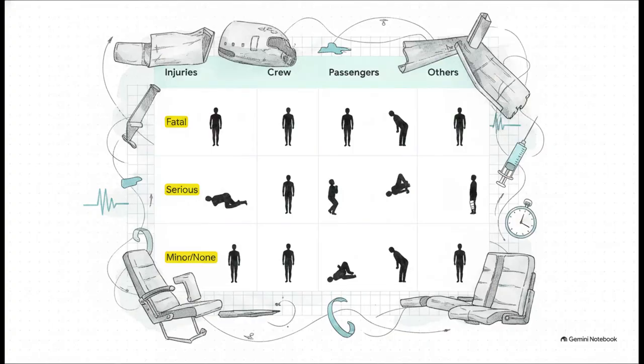What's really fascinating, though, is how this framework handles the human element. The human toll is quantified with absolute clinical precision using this exact matrix from Section 1.2. Investigators track fatal, serious, and minor or non-injuries across 3 distinct categories: crew, passengers, and others. It completely removes emotion from the data collection, giving everyone a stark, standardized picture of survivability and impact forces.